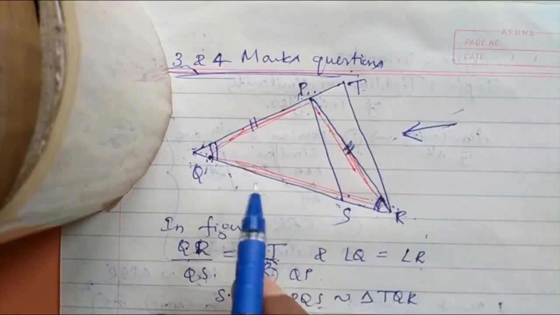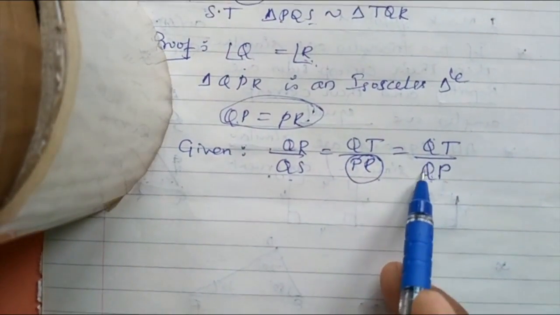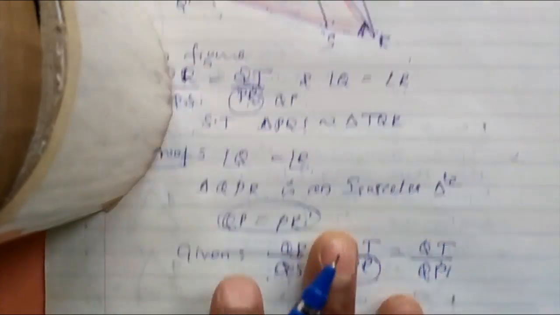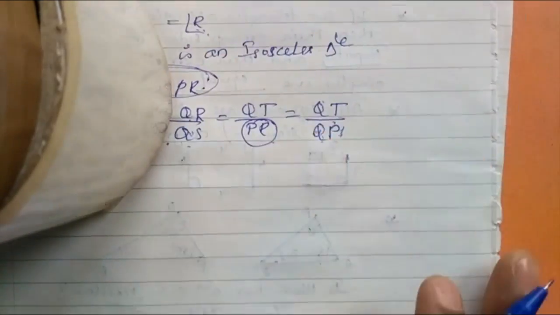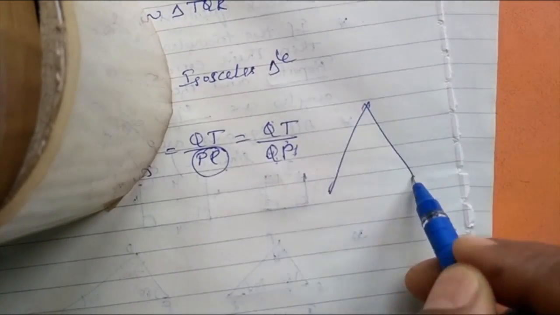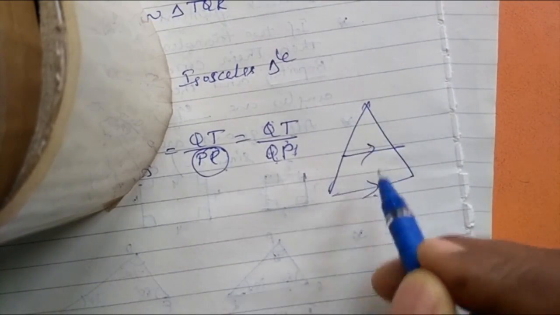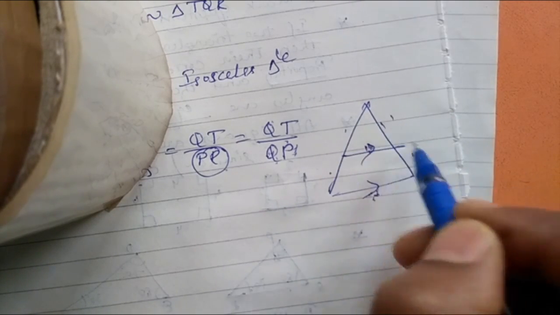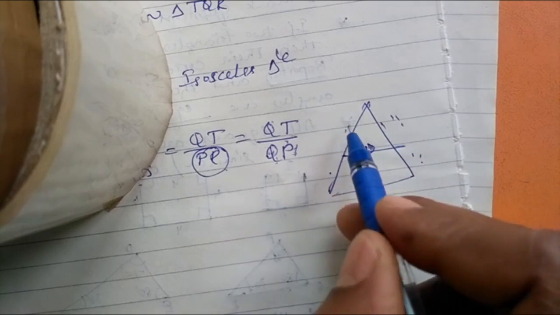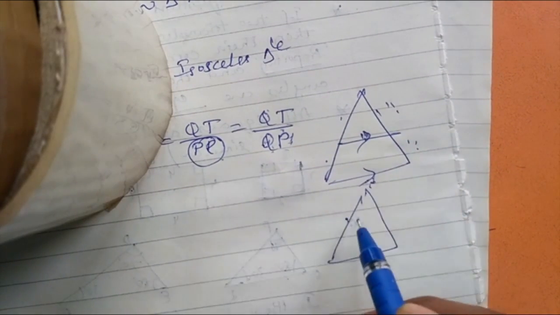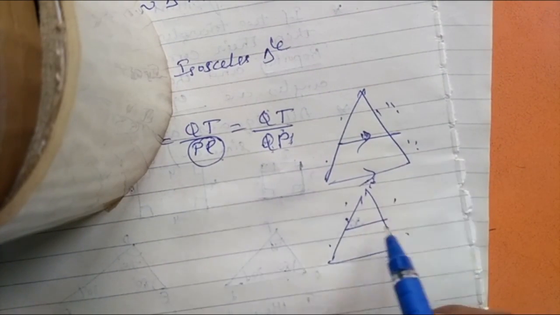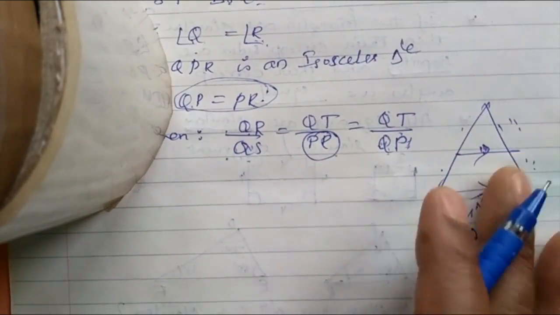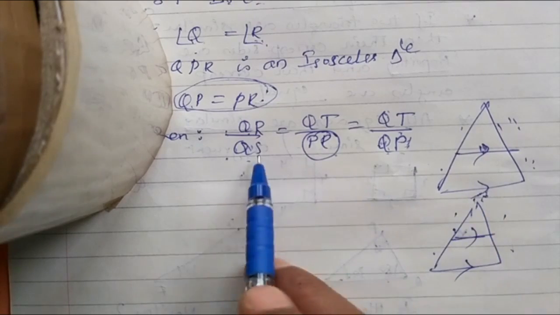When we observe from this side, this is the result of BPT. You know that the converse of BPT says that in this triangle, when two sides are in ratio, then the lines are parallel. Now, these two sides are already in proportion, then the lines are parallel.